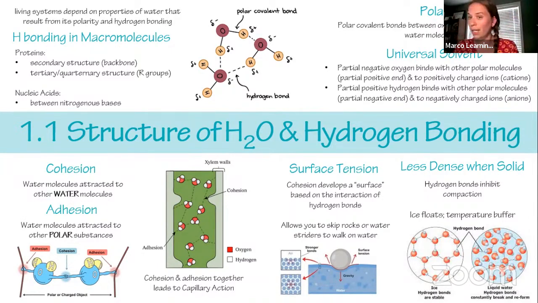It also can work in our tertiary and our quaternary structure, which is where the R group is interacting. So if there's hydrogen bonding in the R groups of different amino acids, that can create that 3-dimensional structure that we'll see in proteins. Nucleic acids, the hydrogen bonds are important because it's going to be between the nitrogenous bases.